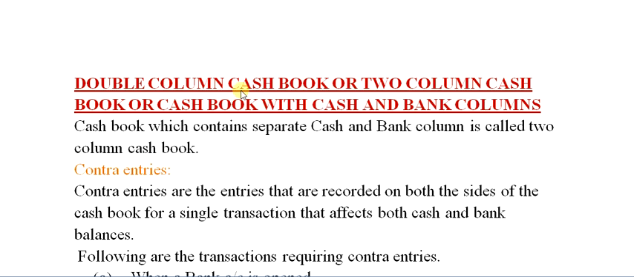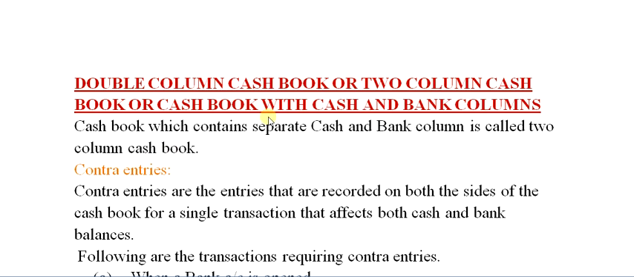Double column cash book is a type of cash book where we maintain two amount columns, separate for cash as well as bank. You can compare it with the simple cash book, but one more column will be extra, which is called the bank column. In the simple cash book only cash transactions are recorded, here a few bank transactions will also be considered. A double column cash book which contains separate cash and bank columns is called which cash book here? Two column cash book. It is also called bank column cash book, double column cash book, or cash book with cash and bank columns.